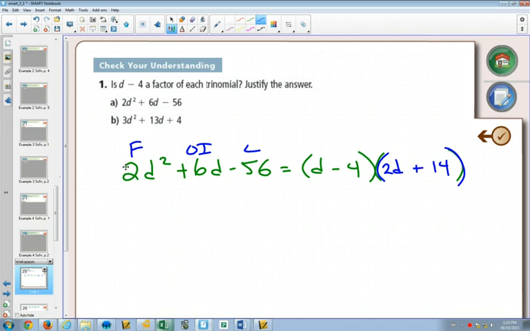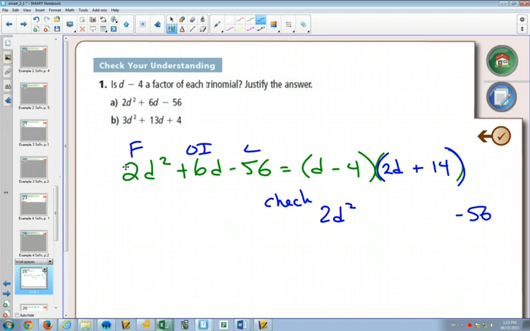And if I need a minus 56, since I have a minus 4 here, this would have to be a plus there. Now, if it worked, we would have to check, do the outside and the inside still make the 6d? Because we know that d times 2d is 2d squared, and we know that minus 4 times 14 is minus 56. We made the blue one so that those two would match. But what we're wondering about, does the outside and the inside work to 6d? Because if it does, then we could say yes, it is a factor. If the outside and the inside don't work to be a 6d, then that would tell us no, it's not a factor. So we're going to check here.